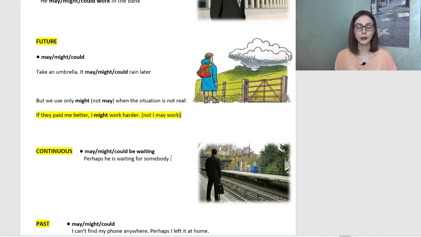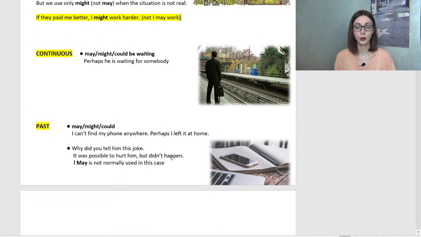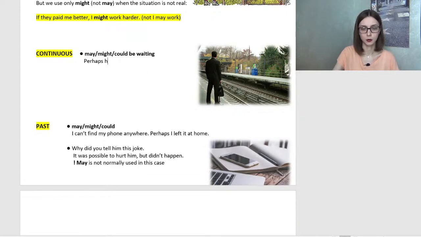All right, so let's take a look at the continuous, because you can use this also when you talk about something that is happening right now. So for example, you can see that person, and here you have perhaps he is waiting for somebody. So in what way can you paraphrase this sentence? So perhaps he is waiting for somebody, or you could say, so what do you think you can say?